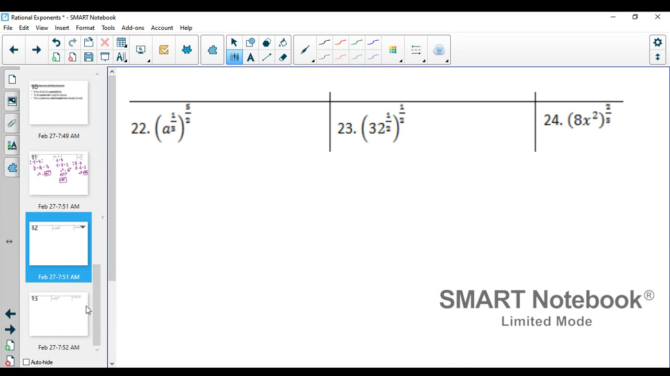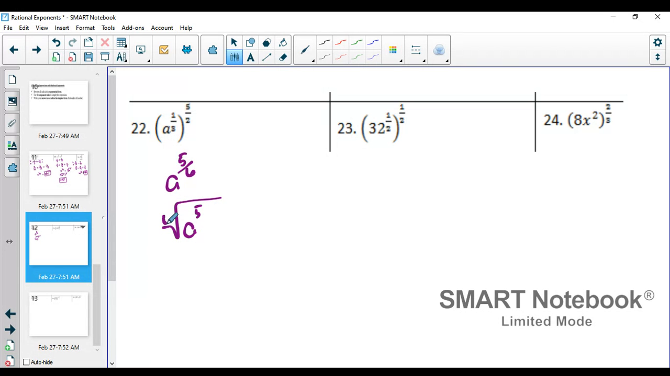All right. Now, we kind of talked about this a little bit earlier. So we have a to the 1/3, all of that raised to the 5/2 power. So if you have an exponent raised to an exponent, you multiply them. When you multiply fractions, you just multiply the numerators, then multiply the denominators. So 1 times 5 is 5. 3 times 2 is 6. And then we're going to rewrite this in radical form. So 5 is the exponent, so a to the 5th power.